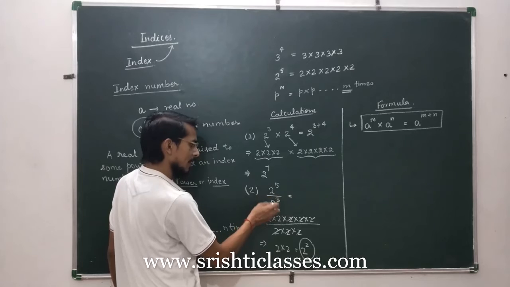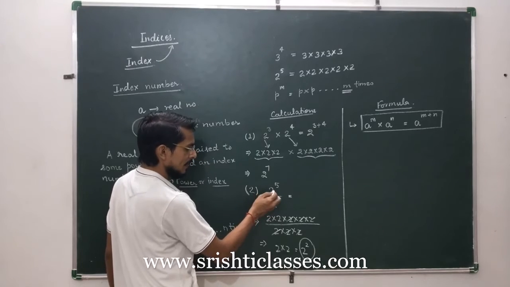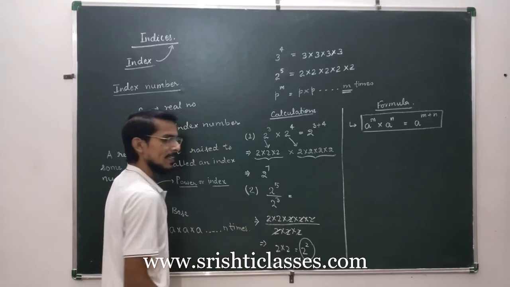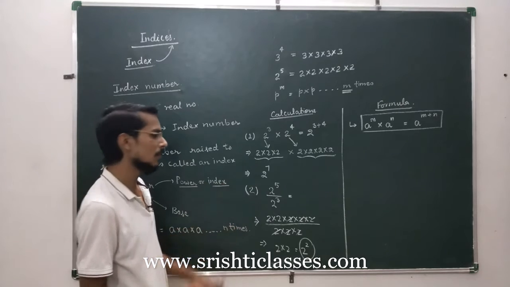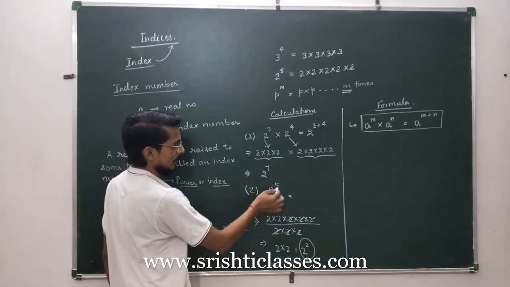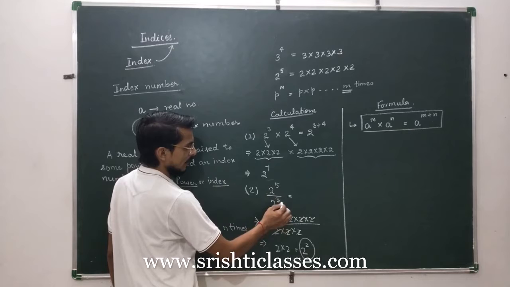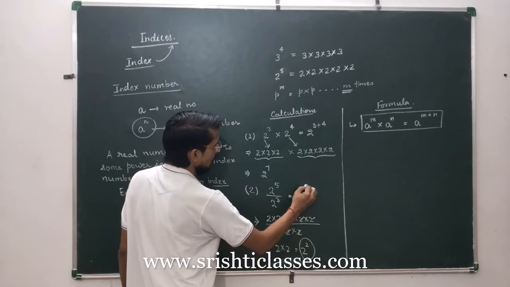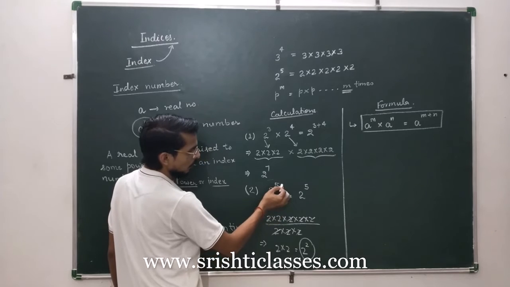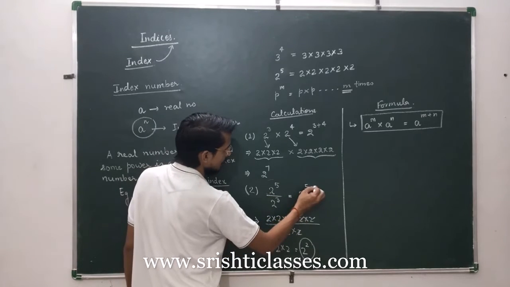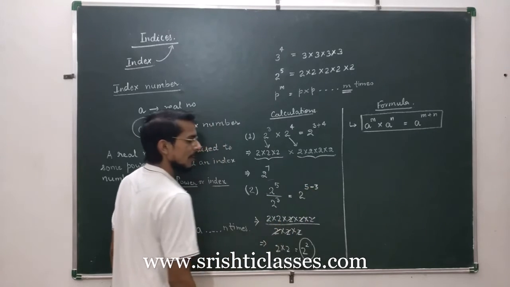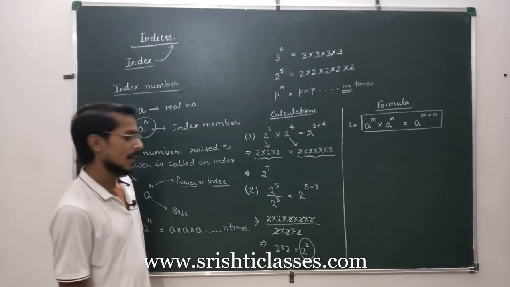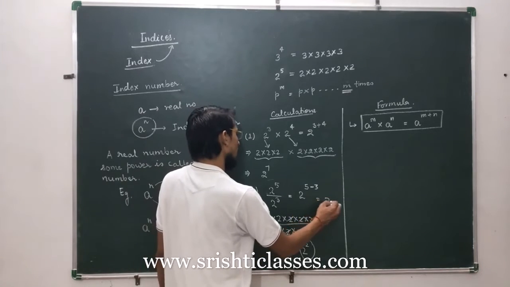So when the same base having different power is expressed in the form of ratio, or we can say one index number is divided by another index number but the bases are same, then we can write 2 raised to the power 5, and this 3 will go upward where it becomes minus 3. Okay. And the final answer is 2 raised to the power 2.